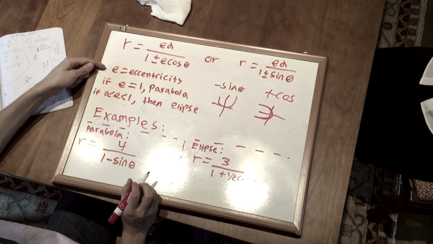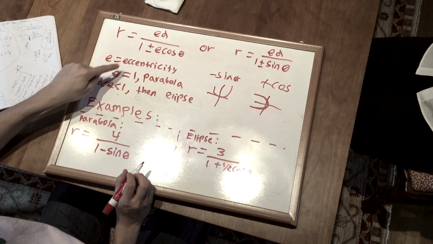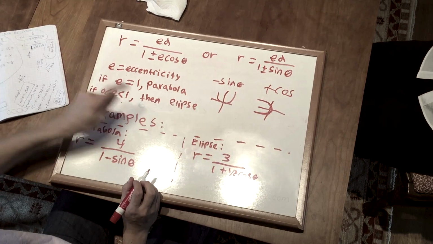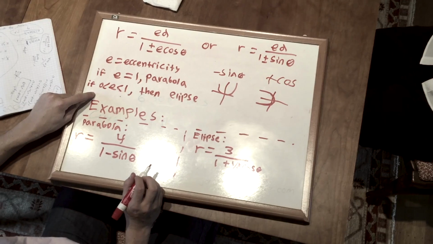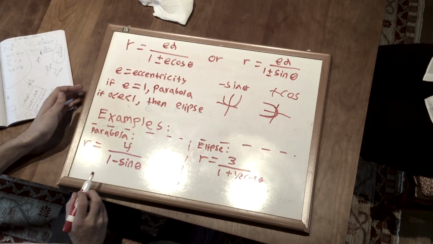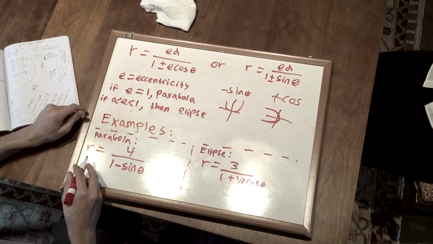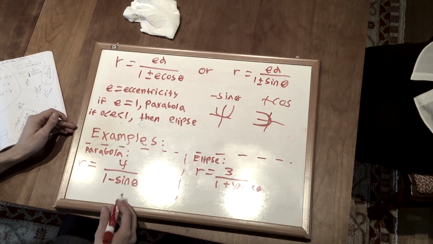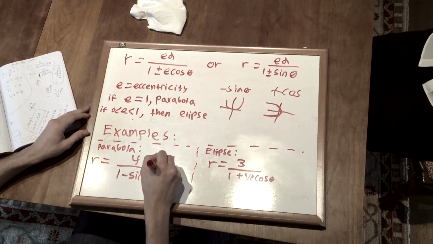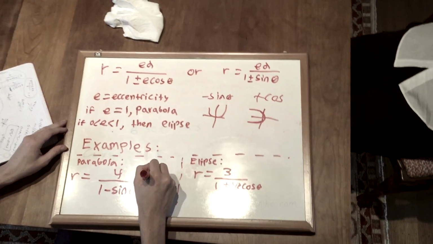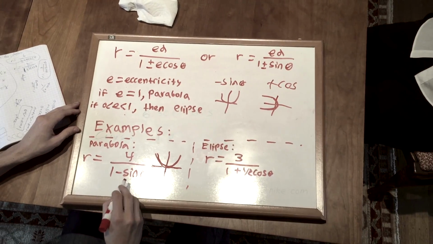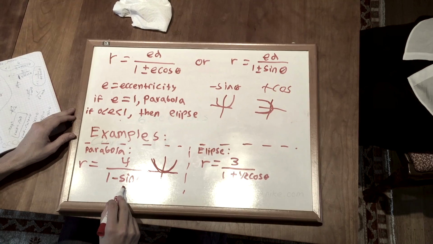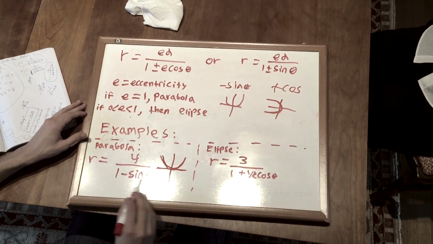Now, E is the eccentricity. If E equals 1, the shape given is a parabola. If E is between 1 and 0, then it is an ellipse. Here are example equations. R equals 4 over 1 minus sine of theta. So here we have a parabola facing upwards because of the minus sign, and along the y-axis because it is a sine function, not a cosine.